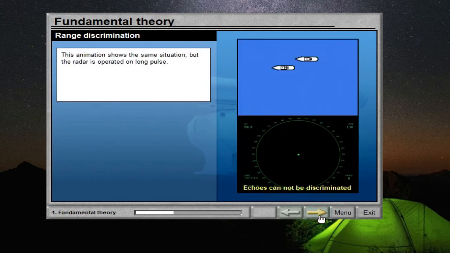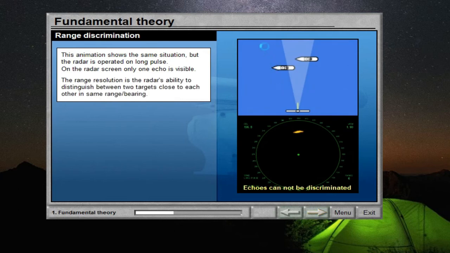This animation shows the same situation, but the radar is operated on long pulse. On the radar screen, only one echo is visible. The range resolution is the radar's ability to distinguish between two targets close to each other, in same range or bearing.